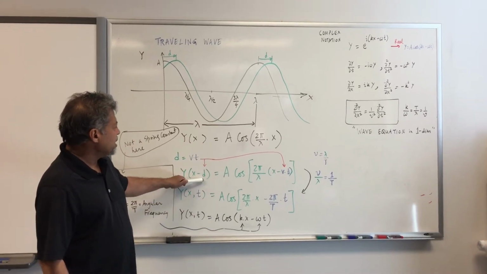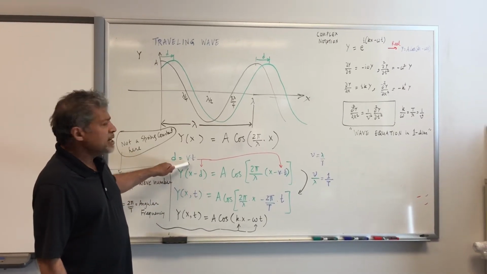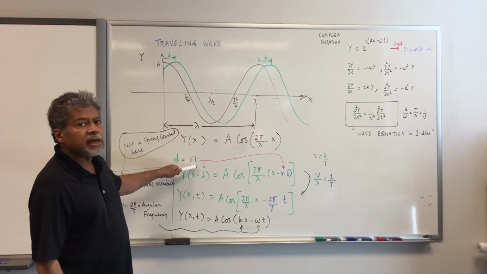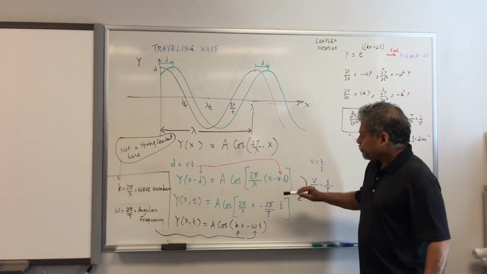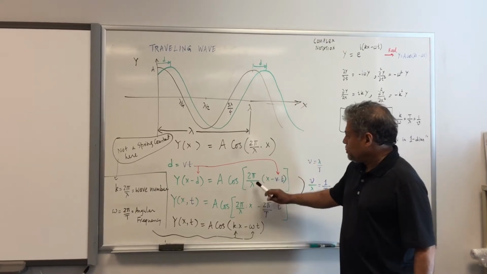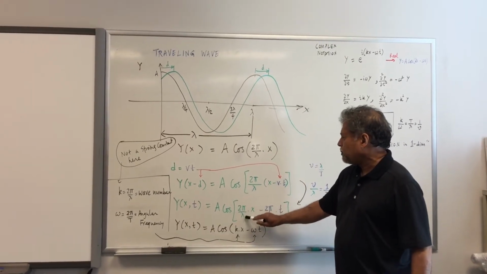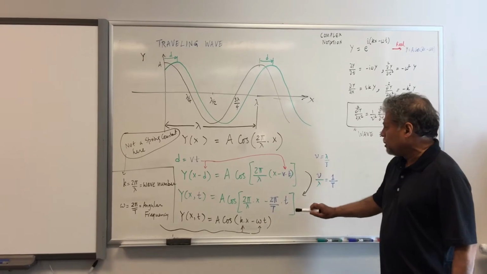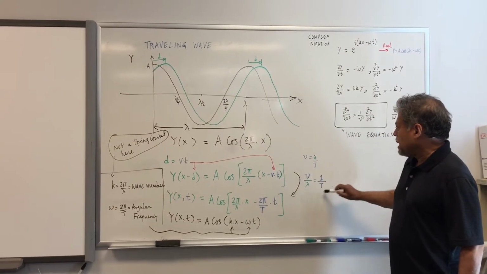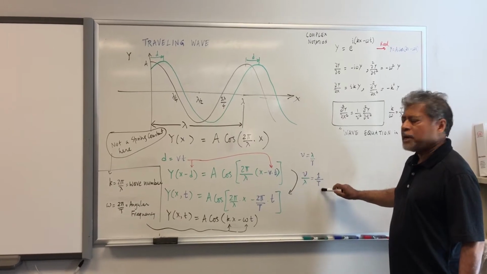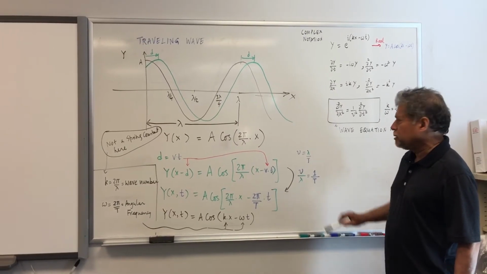If you subtract d, and d in this case is velocity times time, you substitute that here, and you can write this as 2 pi over lambda times x, and then this velocity over lambda ends up being 1 over the period. Capital T is the period.